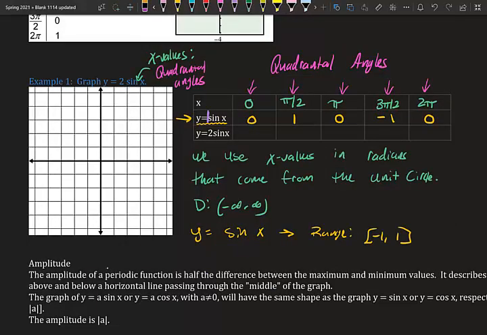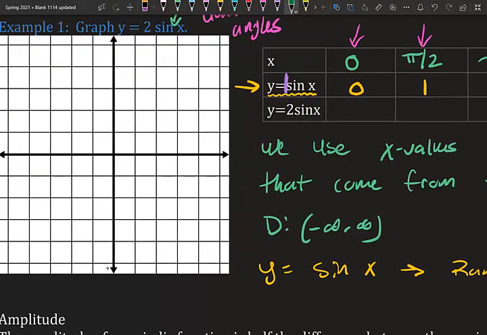Before we graph this, we have to fill out our chart. We would have 0, pi over 2, and then after pi over 2 is just pi. After pi, we get 3 pi over 2, and then after that, we have 2 pi. So that's the positive direction. Remember, with the unit circle, it's symmetric with the origin, so whatever's on the right is also on the left. So we have negative pi over 2, negative pi, negative 3 pi over 2, and negative 2 pi.